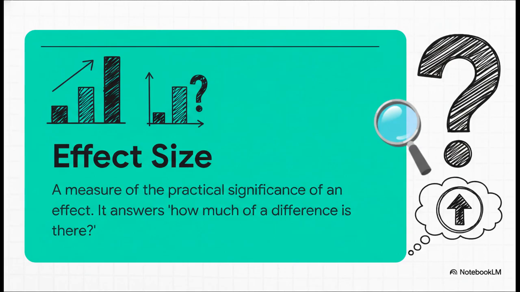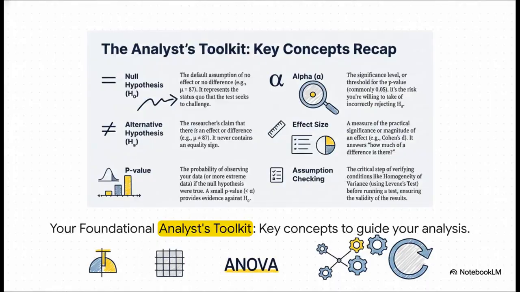But, and this is so important, statistical significance isn't the whole story. You also need to look at effect size. This tells you the magnitude of the difference. Effect size gets to the heart of it. It answers the so what question. How big is this difference really? Does it actually matter in the real world? And there it is. T-tests for comparisons, chi-square for relationships, ANOVA for investigating big groups, plus all those core concepts that tie it all together. This is your foundational Analyst's toolkit, ready to go.